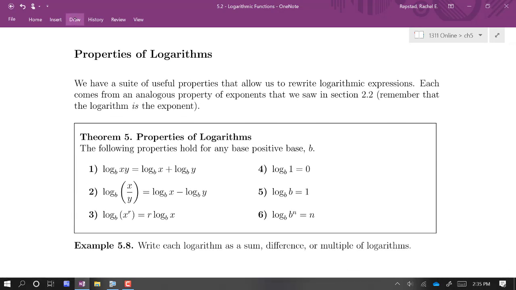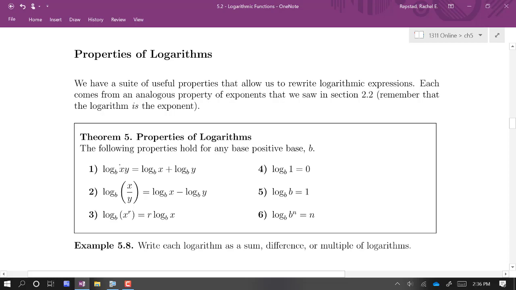Alright, next we're going to learn some properties of logs. Logs are really just one of my favorite things to work with, mostly because we have these really nice properties. A lot of ways we can simplify, either split up or condense logs to help us solve problems. So the first two properties here are really similar. They just tell us what to do if we're either multiplying or dividing inside a log.